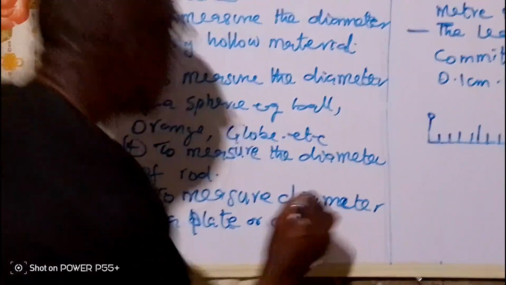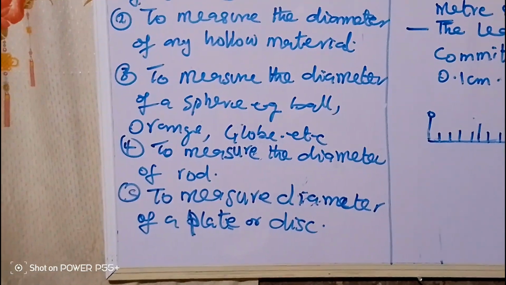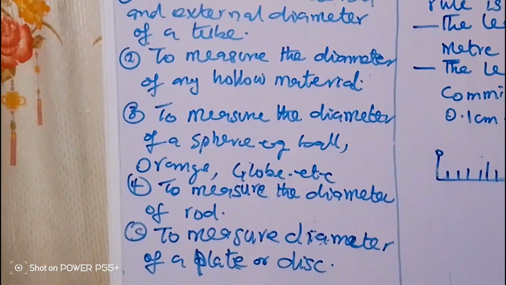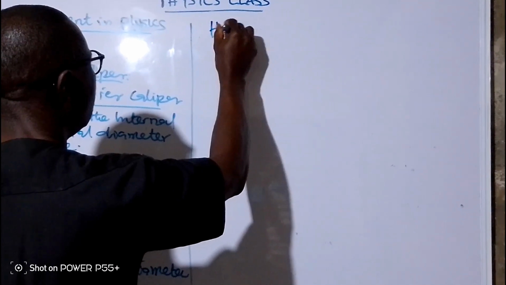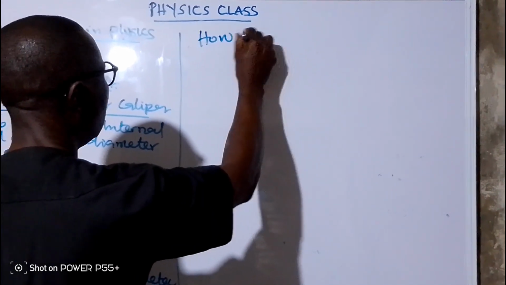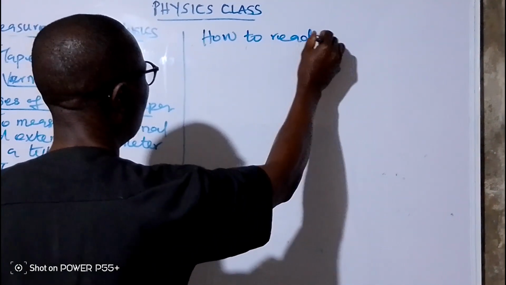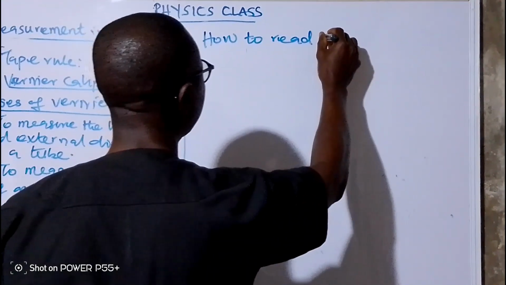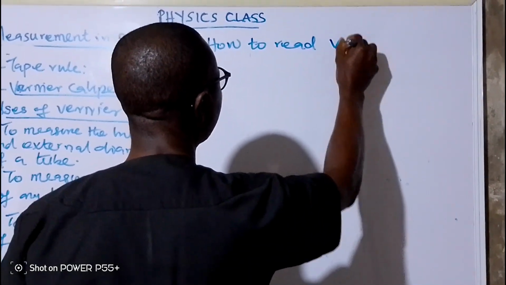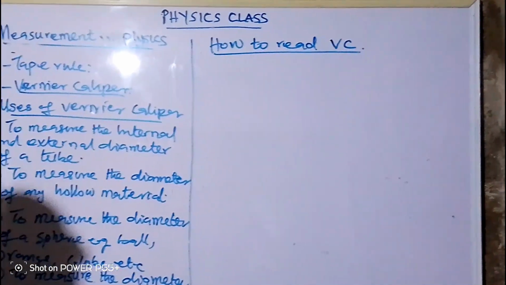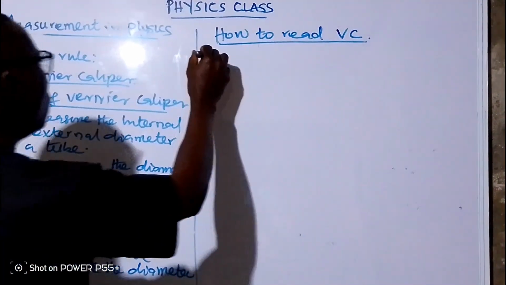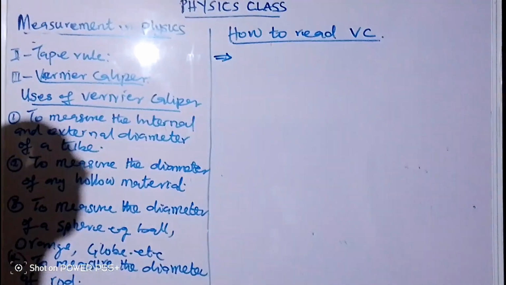So we use vernier caliper to measure the following. Now the next thing is how to read or use vernier caliper. How to read vernier caliper. The first thing we need to know is the accuracy.